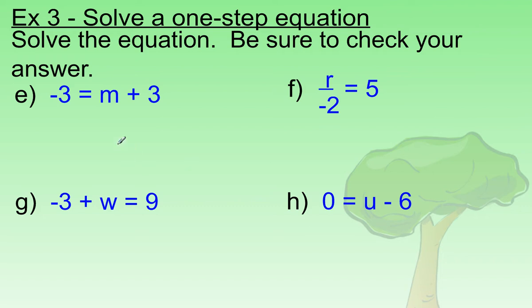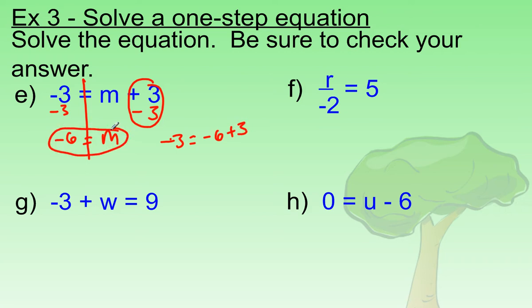All right, so let's see how you did. E, F, G, H. I'm going to start by drawing my line. My variable is being added by 3, so if I subtract 3 on both sides, this cancels out. M equals, this gives me -6. To check my answer, -3 equals -6 plus 3. I plugged in what I think the solution is in for the variable. -6 plus 3 is -3. I know this off the top of my head, but you could also check using a calculator. This works.